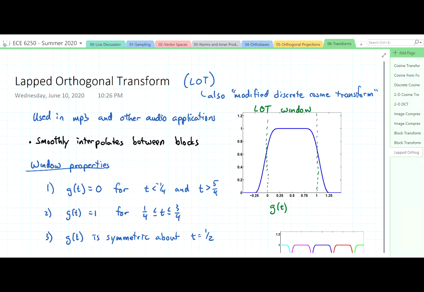So we're going to talk about today the lapped orthogonal transform. The lapped orthogonal transform, abbreviated LOT, L-O-T, is also called the modified discrete cosine transform, and you'll often see it referred to in that way. Now, the modified discrete cosine transform was developed primarily for audio applications such as the MP3 coder, and it was developed because of the problem that we mentioned previously with block transforms.